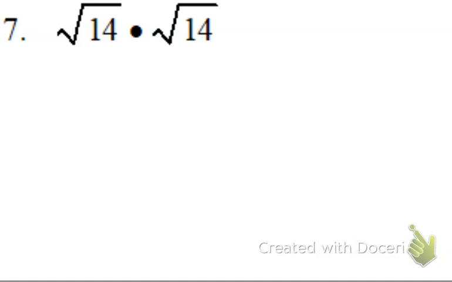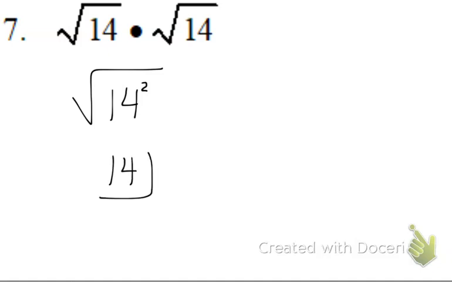Number 17, we have the square root of 14 times the square root of 14. You can multiply 14 times 14, but then you're going to have to take the square root of it. Or you could think of it as an exponent. Square root of 14 squared is just 14.